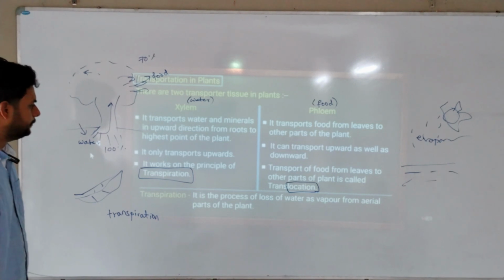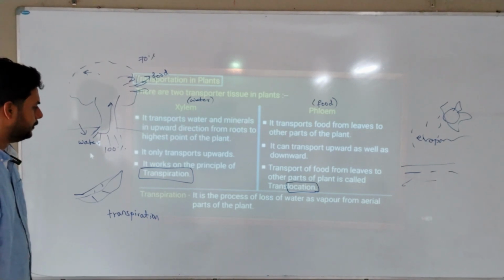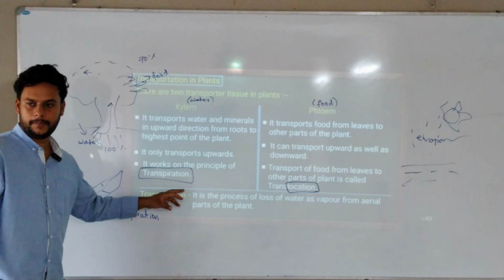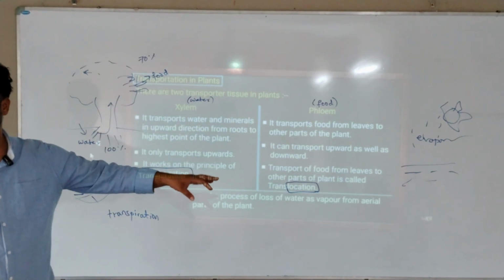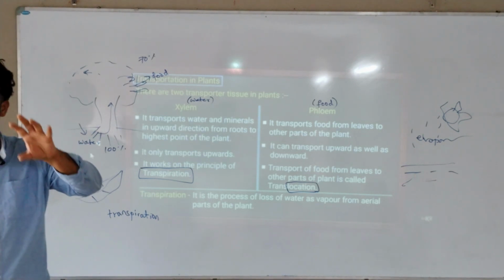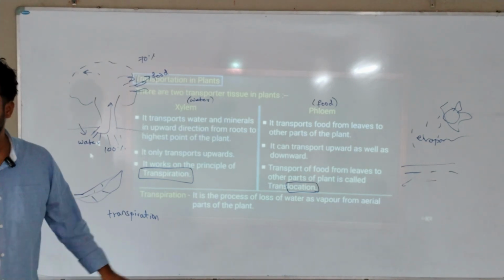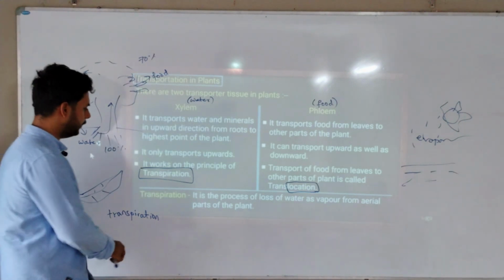Transport of food from leaves to other parts of the plant is called translocation. Transpiration means evaporation will take place, water evaporation. Translocation means whatever food is prepared will go to other parts. That process is only called translocation. Any doubts? This will contain major marks.